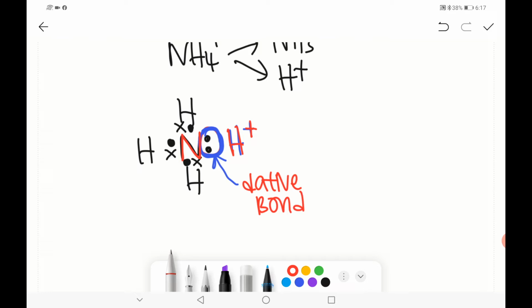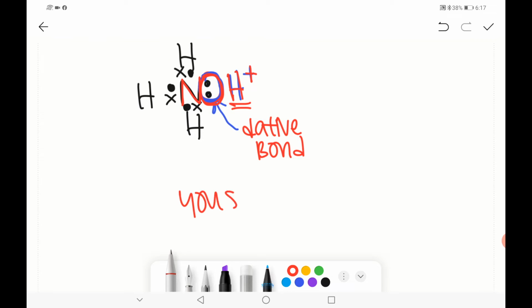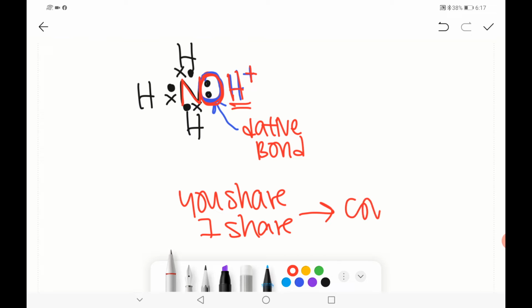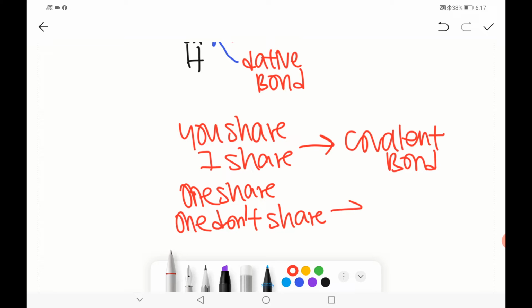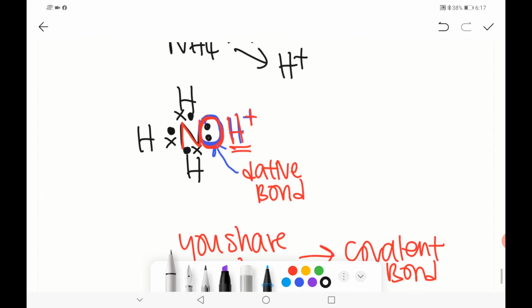Why do we call it a dative bond, not a covalent bond? Because these 2 electrons are all contributed by one fella, the nitrogen, and the H plus does not contribute at all. Remember, if you share and I also share, then we call it a covalent bond. But if one fella shares and one fella doesn't share, that is a special covalent bond we call a dative bond. You must be able to differentiate these two. So that's all for the ammonium ion.